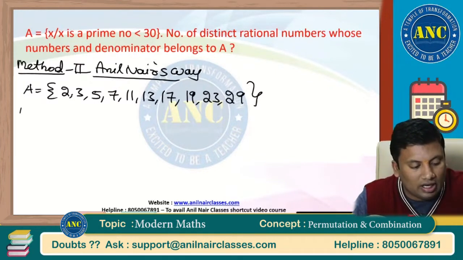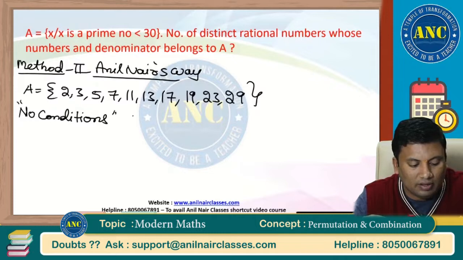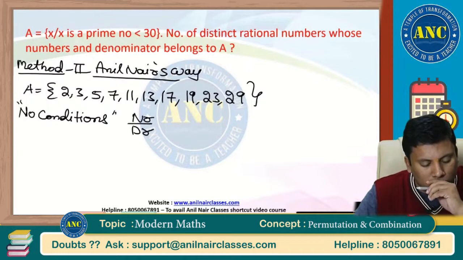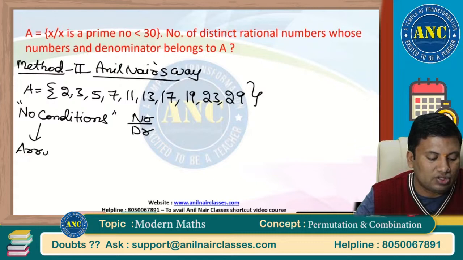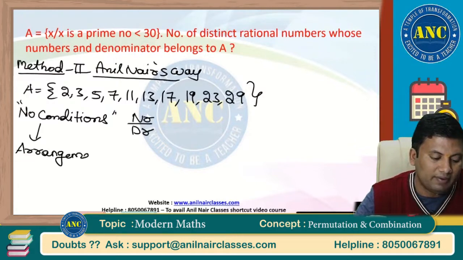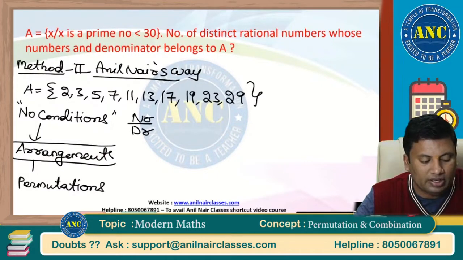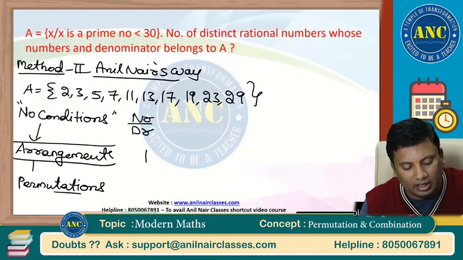There are no conditions imposed on a rational number, numerator by denominator. So, if there are no conditions, I will use arrangement. If there are conditions, I will use selections. Arrangement means I will use permutation, which is nPr. They can be arranged among themselves: numerator less than denominator, numerator greater than denominator.